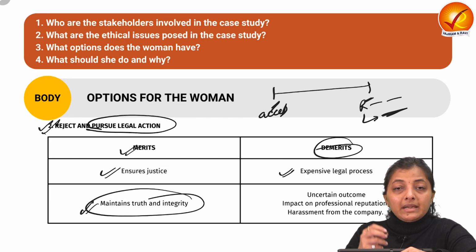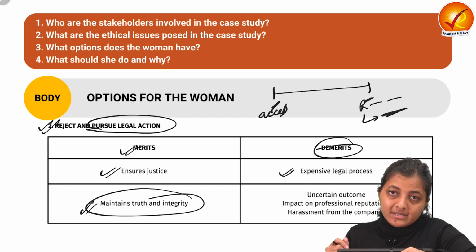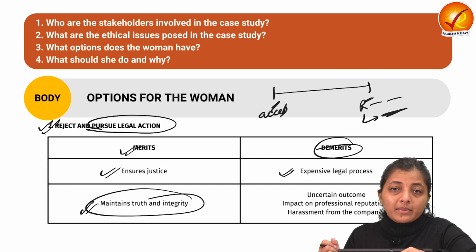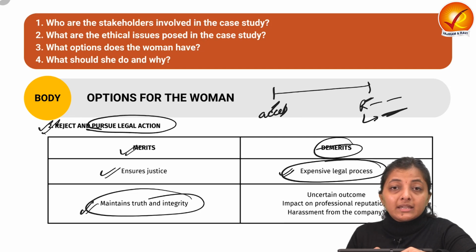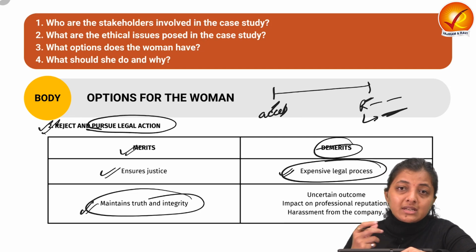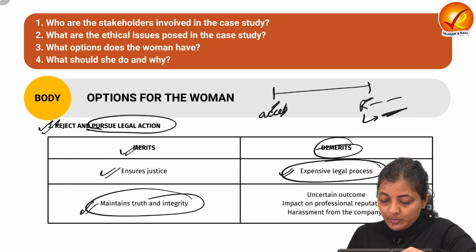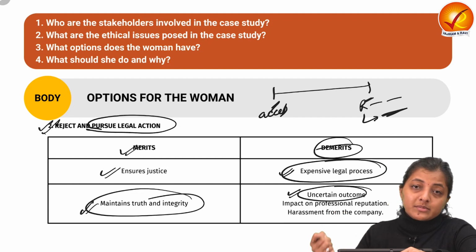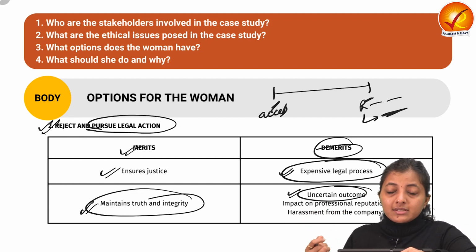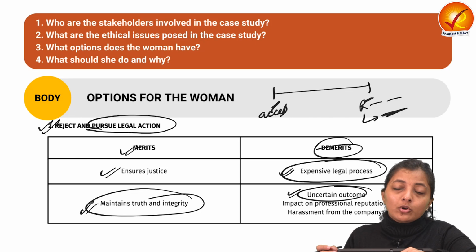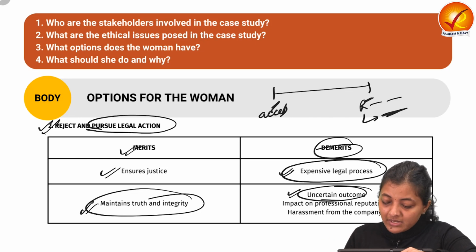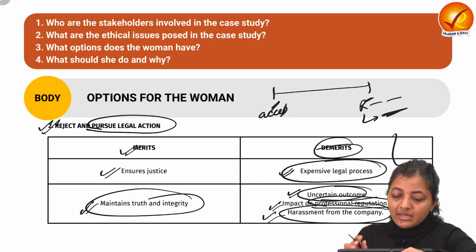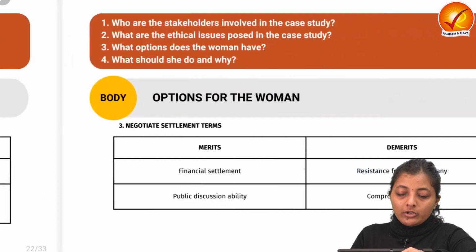The demerits: this legal process might be expensive, and that woman is already from a poor background, so it would have negative repercussions on her, financial as well as personal. Then there is an uncertain outcome; maybe by giving a lump sum of money to the police or some authorities, that executive would come out of all these legal actions. Then impact on her professional reputation, then harassment from the company. So these are some demerits of opting for this particular option.